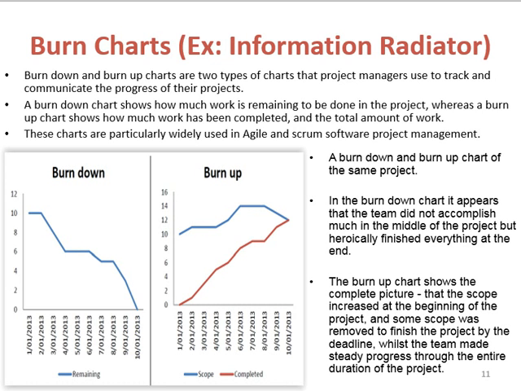But the burn up chart shows the complete picture: the scope increased at the beginning of the project, and some scope was removed to finish the project by the deadline. In reality, the team made steady progress throughout the entire project. So the burn up chart gives you a better view. If you find a question related to the scope and completeness of a user story or a project iteration, then the burn up chart is the best answer to opt for.